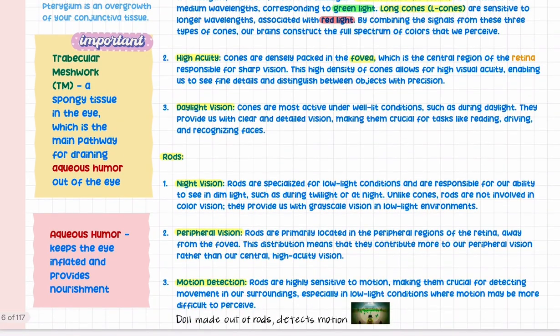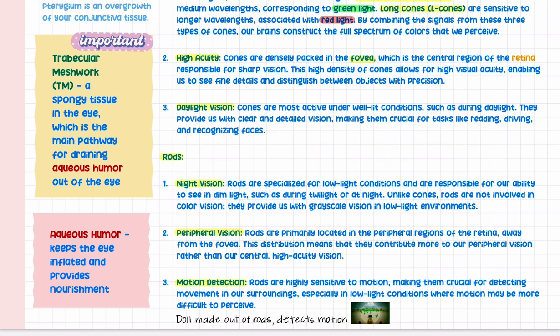Rods, however, are for night vision. Rods are specialized for low light conditions and are responsible for the ability to see in the dark, in the dim light, so at night. And unlike cones, rods are not involved in color vision. They provide us with grayscale vision in low light environments.